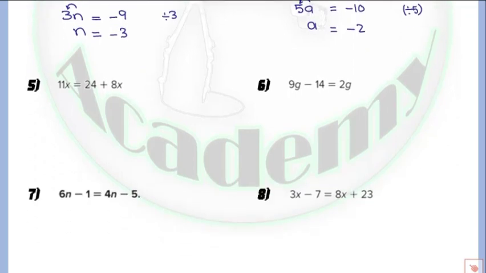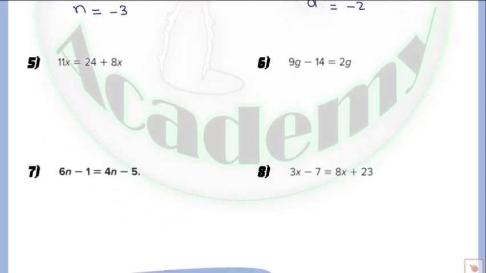Again, in question number 5, we have 11x is equal to 24 plus 8x. Underline the variable, then circle the number. Once we have a variable at the right, subtract 8x. Then 11x minus 8x equals 3x. Equals, just write 24 without any change. 3x equals 24, so we just divide by 3. Then x equals 8.